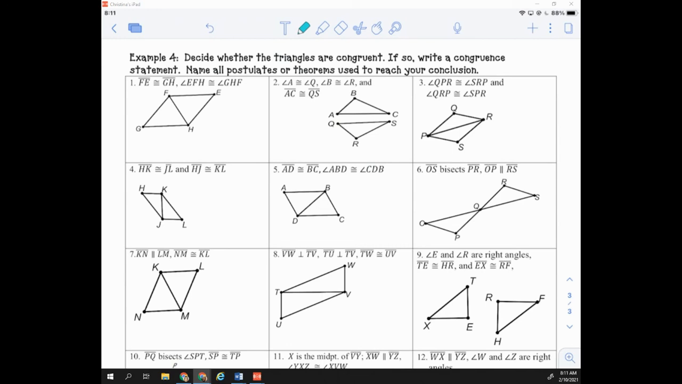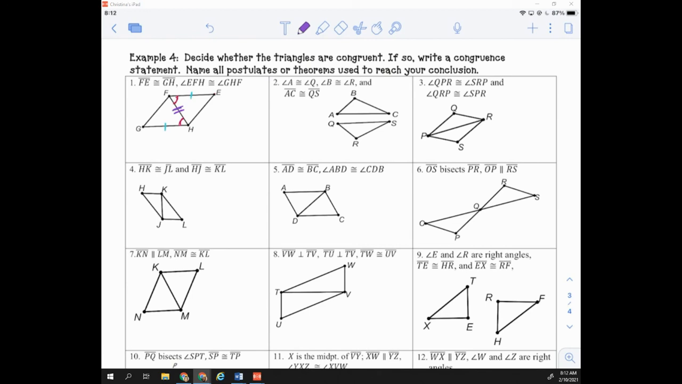Number one tells us that line segment FE is congruent to line segment GH, and it also tells us that angle EFH is congruent to angle GHF. Now we also have to remind ourselves of that reflexive property: side FH has to be congruent to itself.